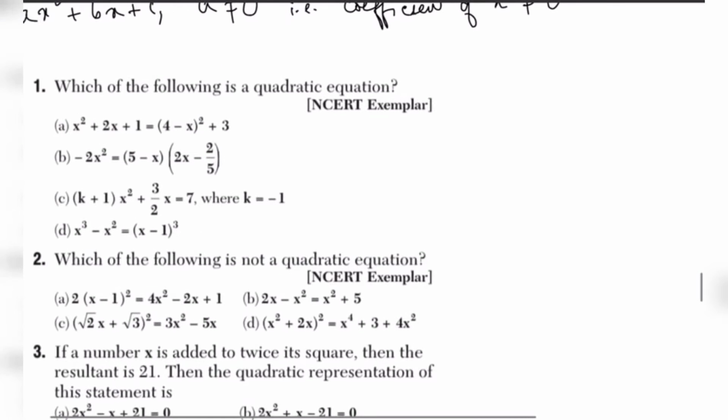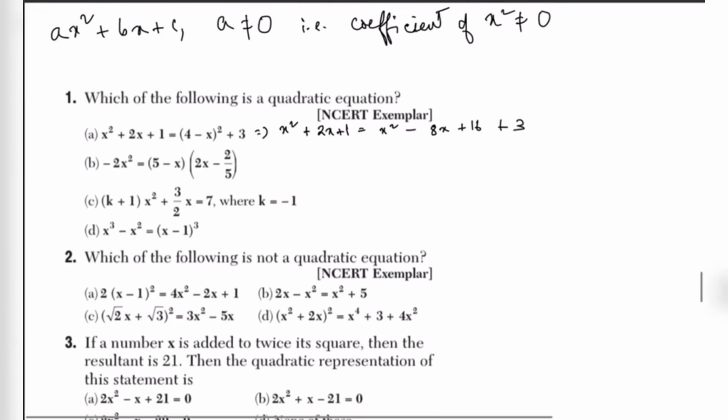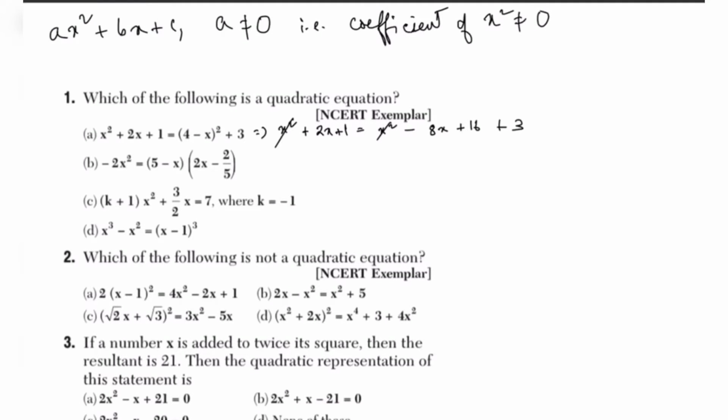So this means that x square plus twice x plus 1 equals x square minus 8x plus 16 plus 3. So you see that x square and x square get cancelled. Now from this there is no way that you are going to get an equation where the coefficient of x square is non-zero, so this option is gone.